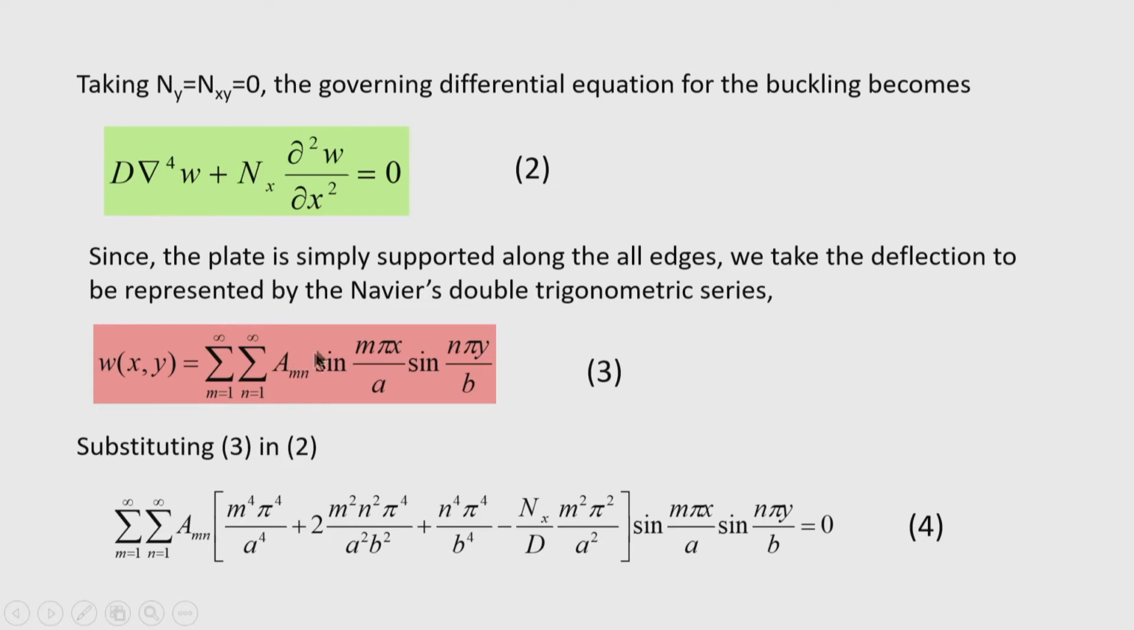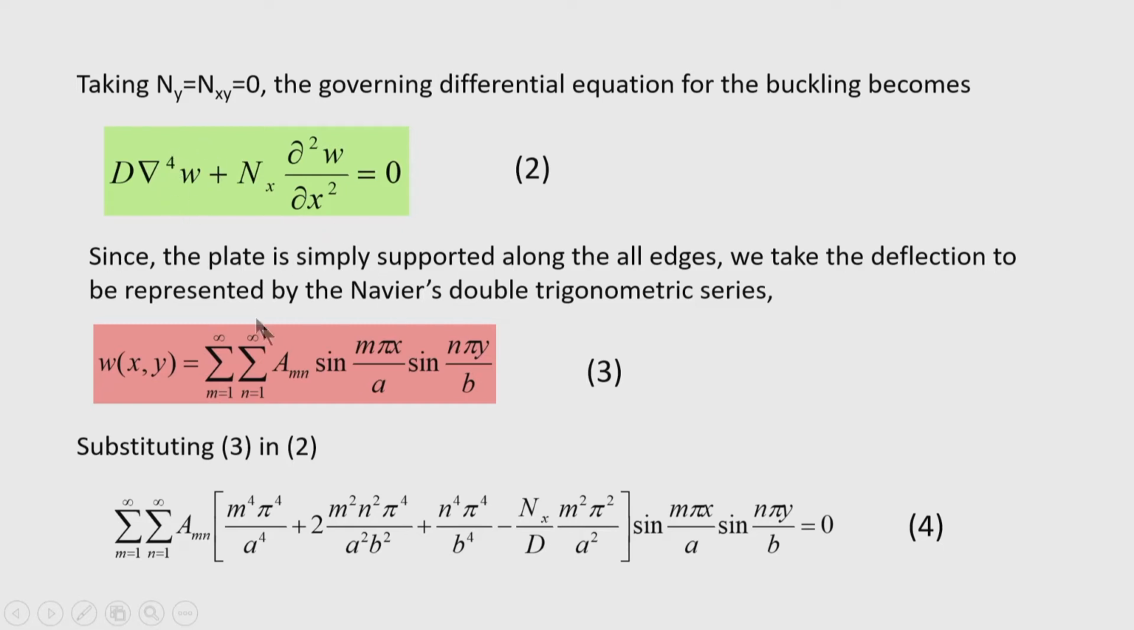If we substitute this equation into equation 2, first del 4 W has to be expanded. If you expand it, you will find it consists of 3 terms. One is del 4 W by del x 4, the second term is 2 into del 4 W by del x square del y square, and the third term is del 4 W by del y to the power 4.